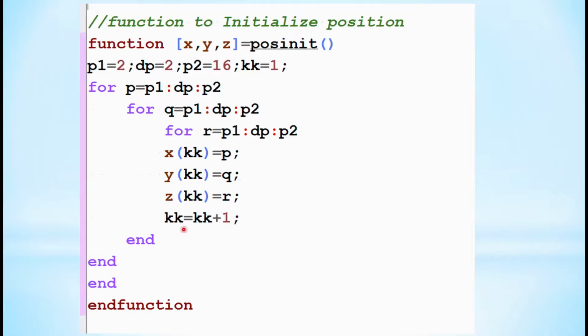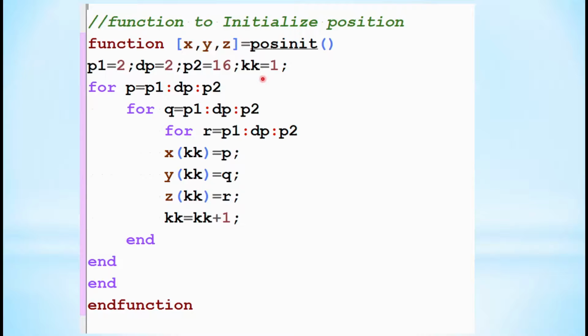kk we have to increase every time. Now P1 is 2 and P2 is 16. So along a particular axis there will be 8 points or 8 particles. So if we consider 3 dimensions, then there will be 8 by 8 by 8, that is 512 particles total. We are going to study a system of 512 particles, and this value of kk will change 512 times.